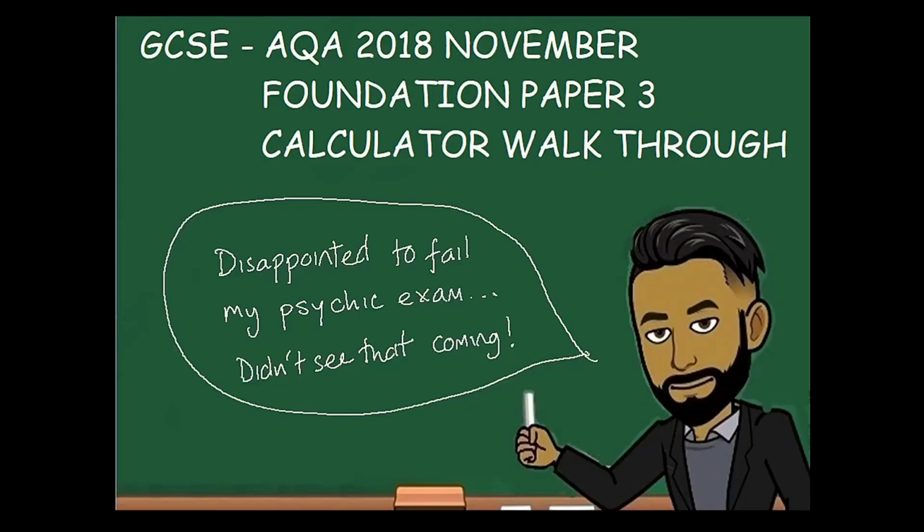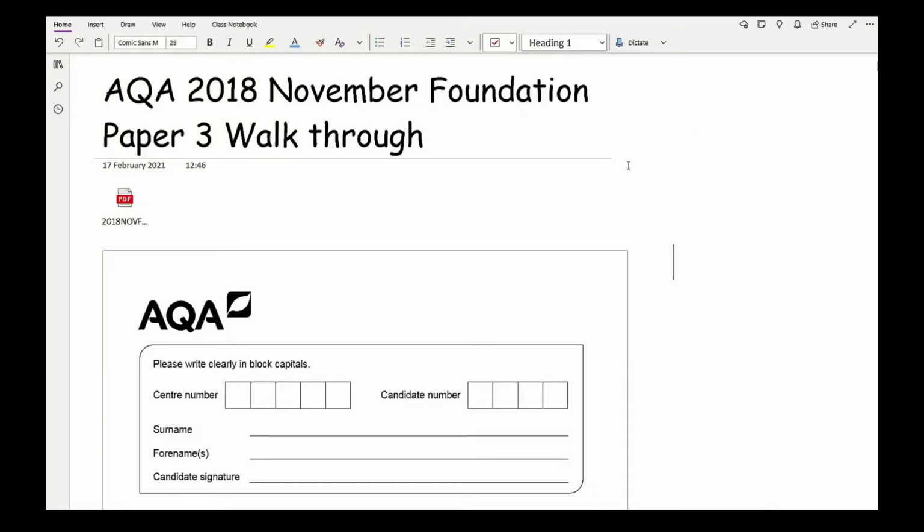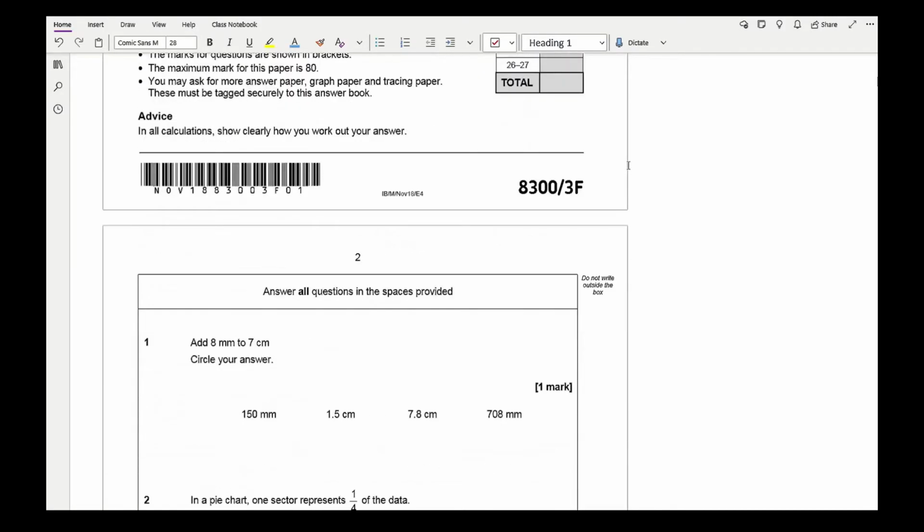So in this video we'll be going through the GCSE Maths AQA 2018 November Foundation Paper 3. Now if you haven't got access to a copy of this paper, there will be a link in the description below. So getting straight into the first couple of questions.